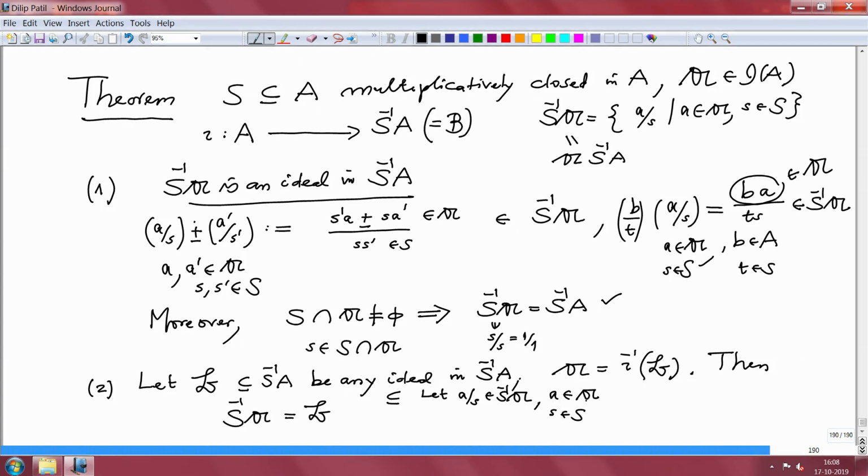What was the definition of A? A was iota inverse of B. So if I apply iota to A, I get something in B. And what do you want to prove? I want to prove that this A by S belongs to B. Alright, so I want to prove this is in B.